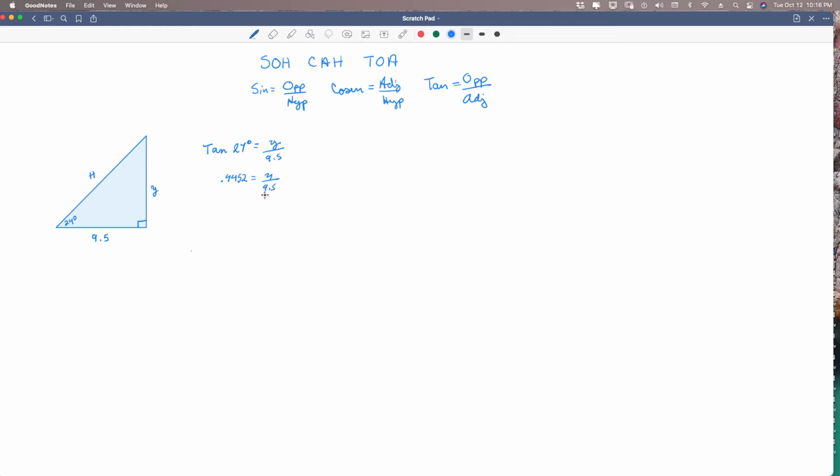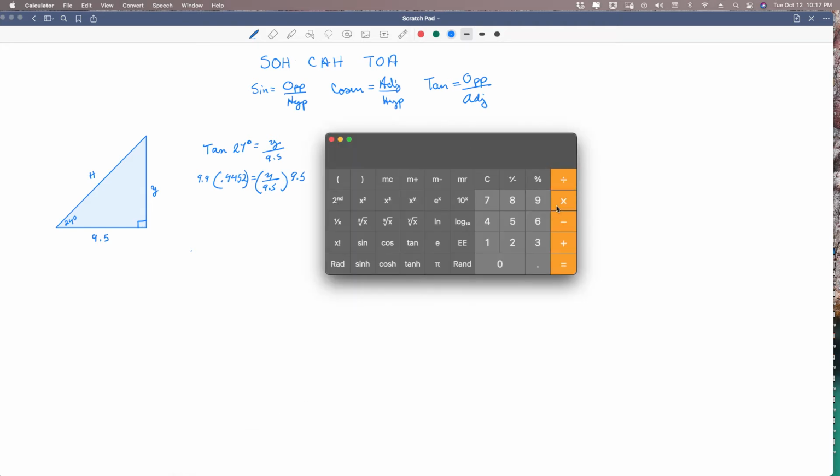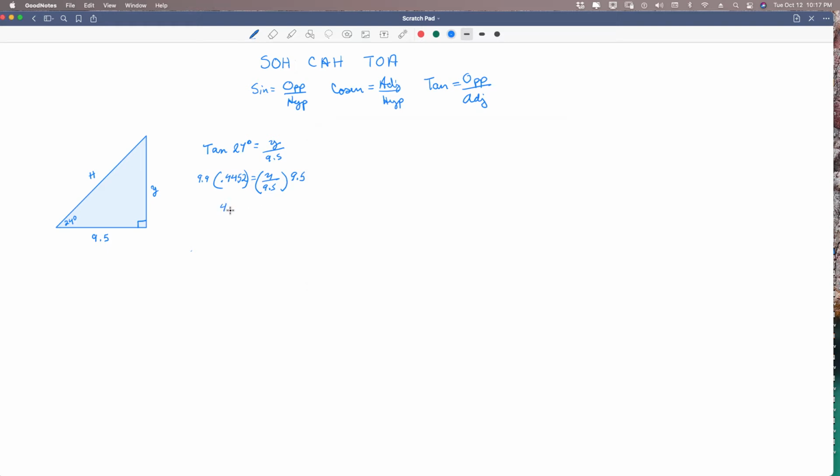To undo, I have to do the inverse operation, so that is times 9.5. I have to do the same thing to both sides because it's an equation, so 9.5 times both sides. And I'm going to multiply times 9.5. My answer is 4.2, and I'm going to round it to two decimal places, so 4.23. This cancels, and 4.23 is the measurement of y.